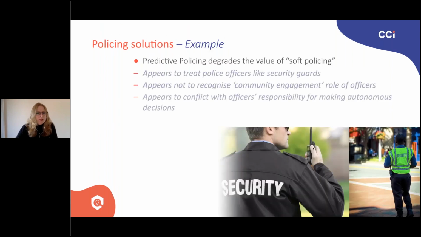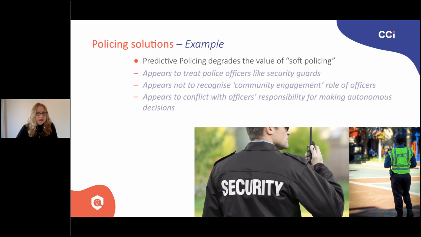What we also found with something like predictive policing is that it doesn't recognise certain aspects of the police role, particularly the softer aspects of it. We likened it, if you like, to the role of the police guard, where you think that a police guard is someone that's involved in guarding something, and they don't actually recognise the community engagement role of the officers. And as Andrew said, this also then conflicts with the officers' responsibility for making autonomous decisions.